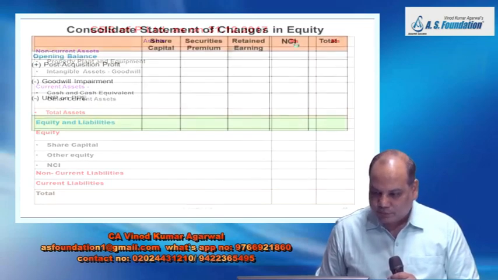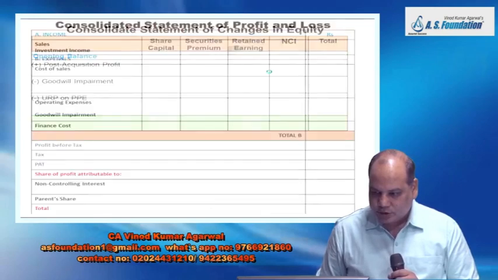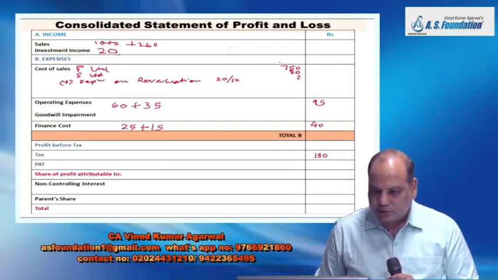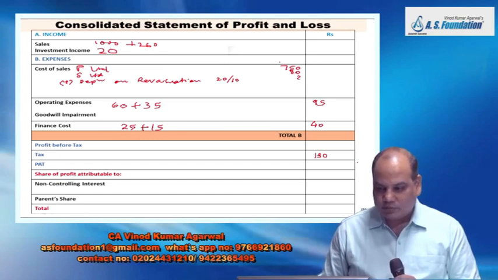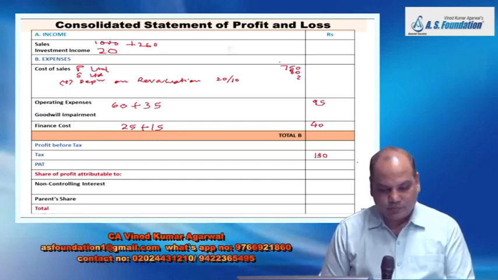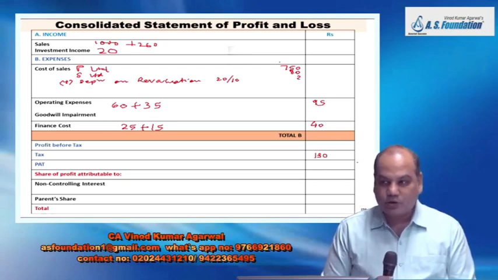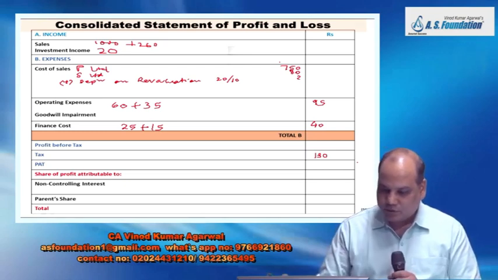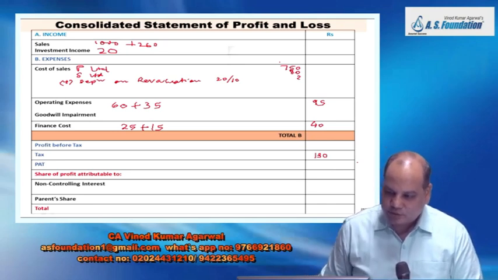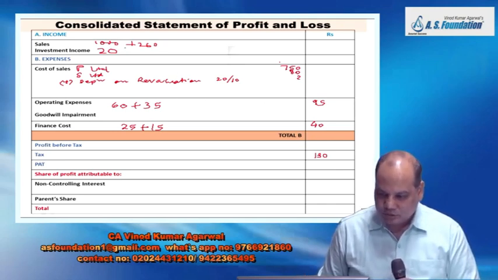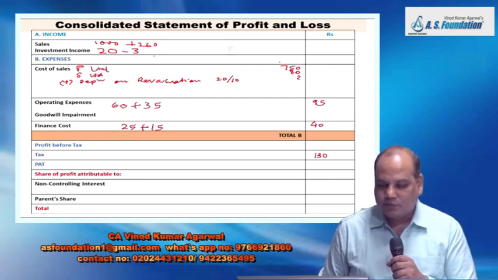And then we'll go to profit and loss statement. You've written investment income 20 here. Where is that profit transferred by this company? It must be transferred to somewhere in the profit and loss statement only. Is it right? So -3 you write here. -3 in bracket profit on sale of fixed asset.